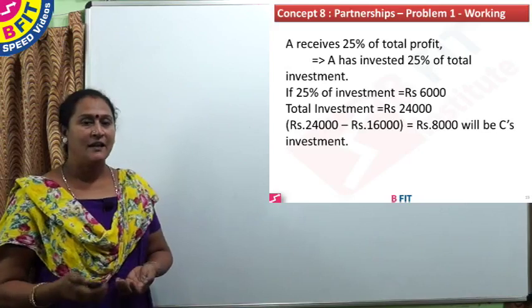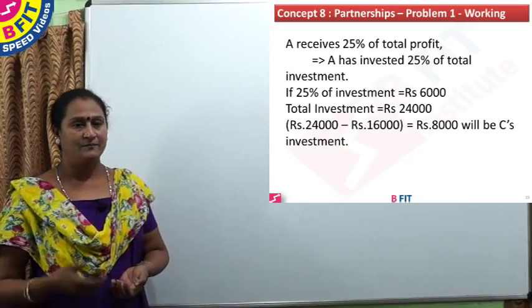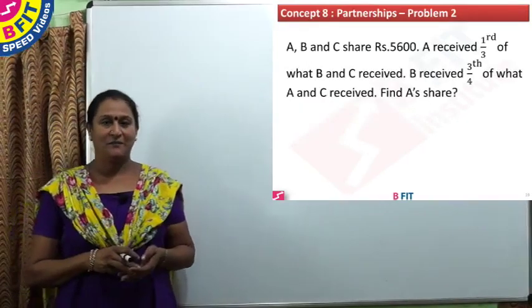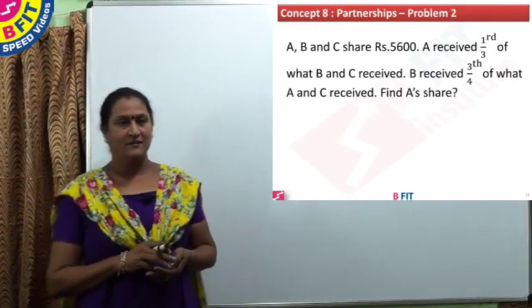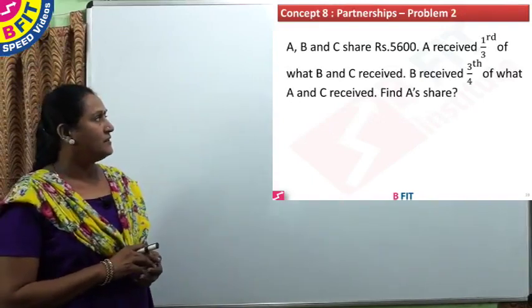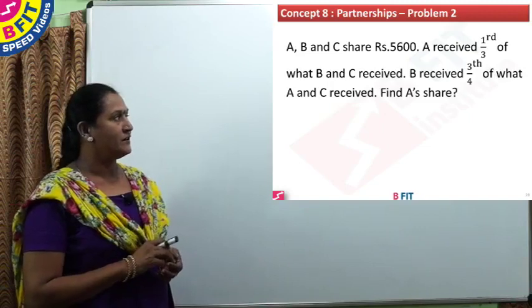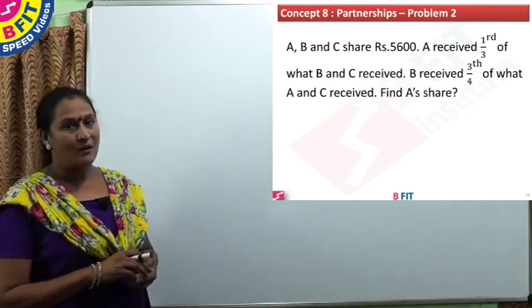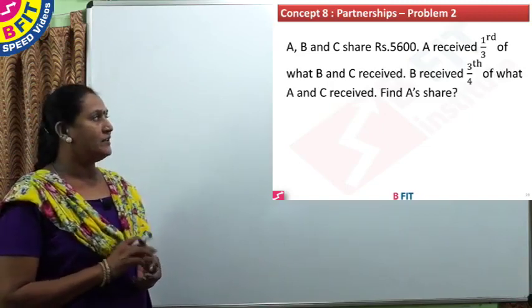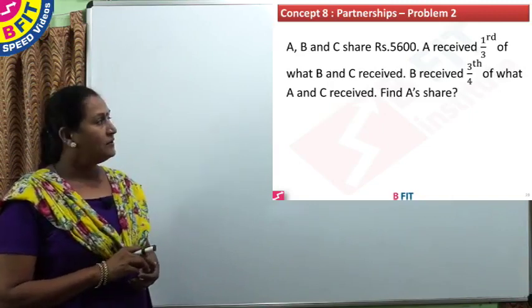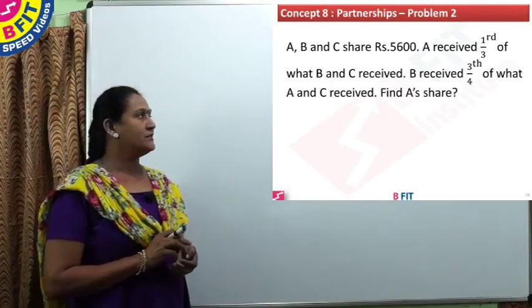So, we will see the next example. The next question is, A, B and C share rupees 5,600. A received 1/3 of what B and C received. B received 3/4 of what A and C received.